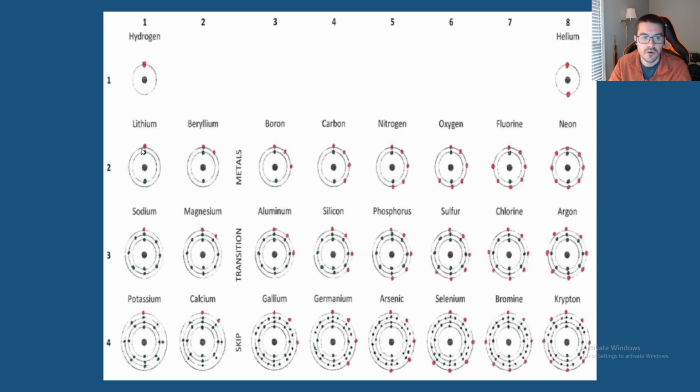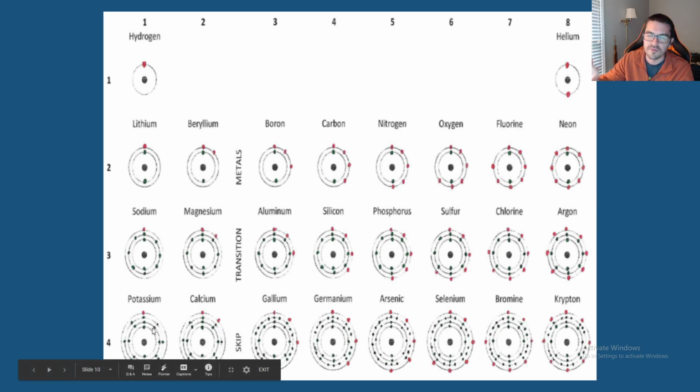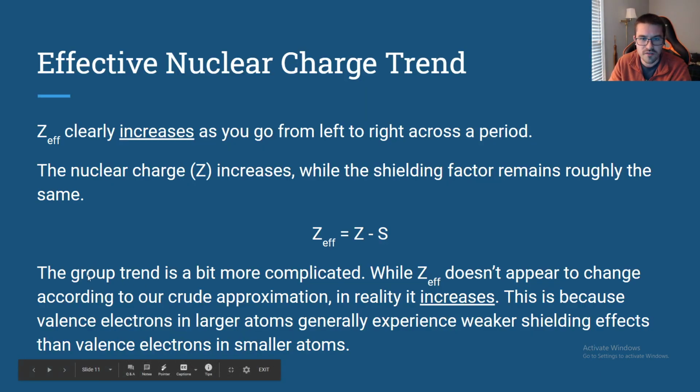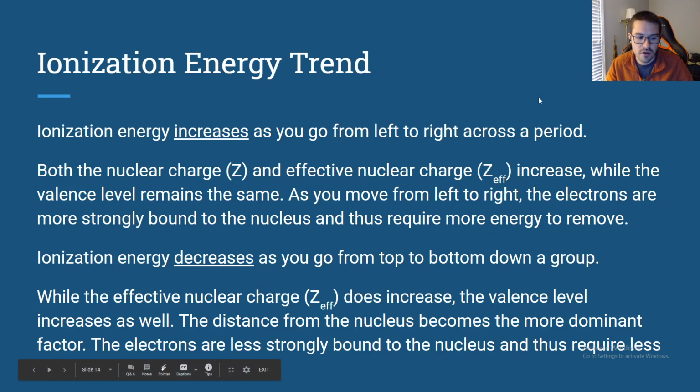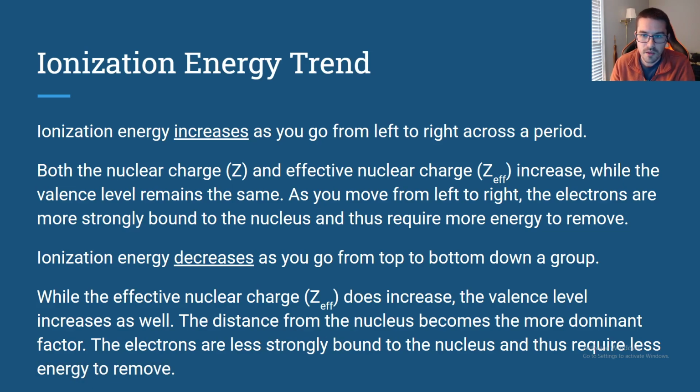So it is actually way easier to rip this electron away from potassium than it is from lithium. And there's that shielding aspect that's going on here too, but that's sort of wrapped into the effective nuclear charge. So what do I say about that? While the effective nuclear charge does increase, the valence level increases as well. You're going from the second level to the third to the fourth. The distance from the nucleus becomes the more dominant factor. The electrons are less strongly bound to the nucleus and thus require less energy to remove.